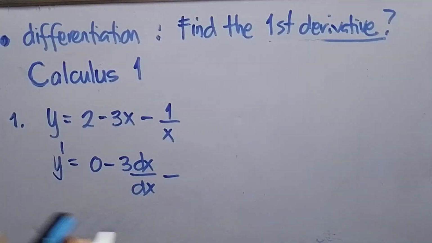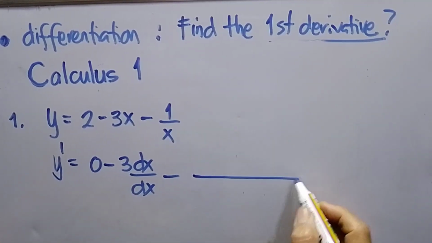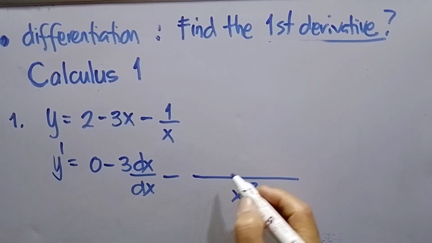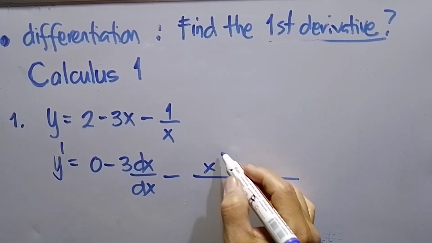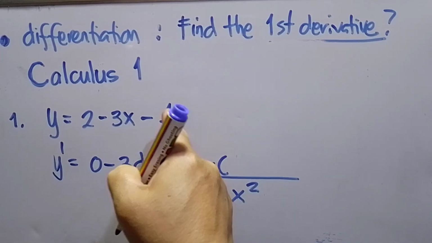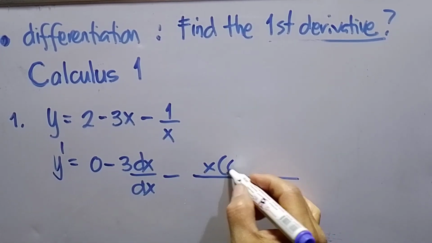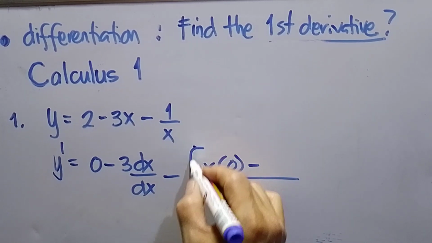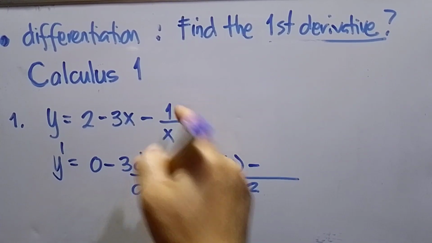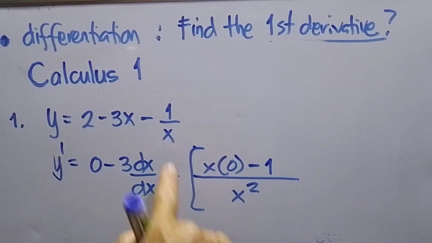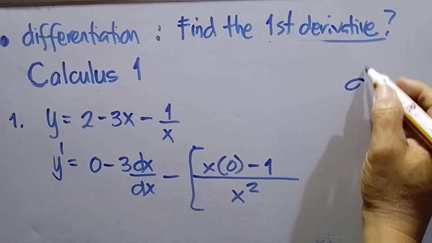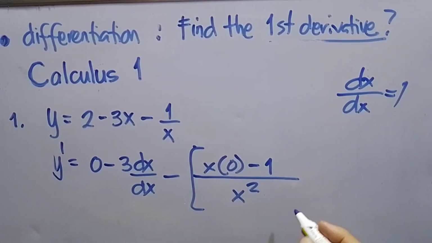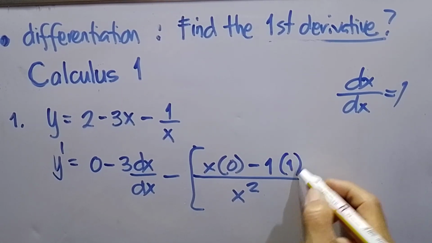This is quotient rule. Okay, quotient rule: square the denominator, then copy the denominator, differentiate the numerator. The derivative of 1 is 0 because that's constant. Then minus, copy the numerator, which is 1, and then differentiate the denominator. So take note, dx over dx is equal to 1. So this will be 1.